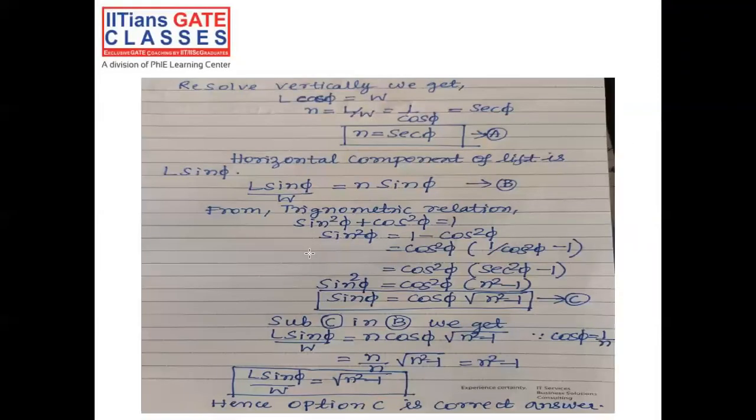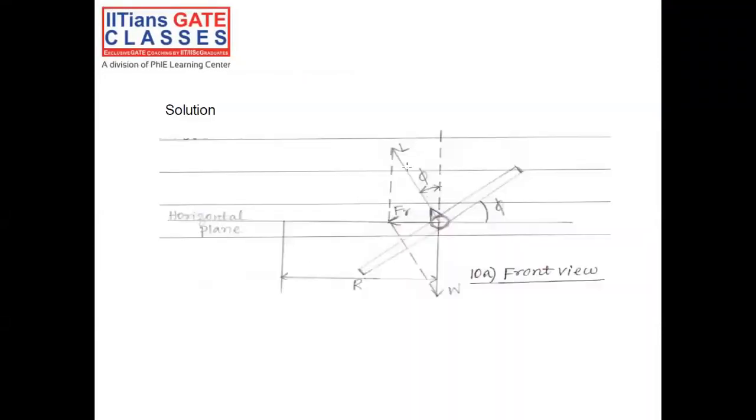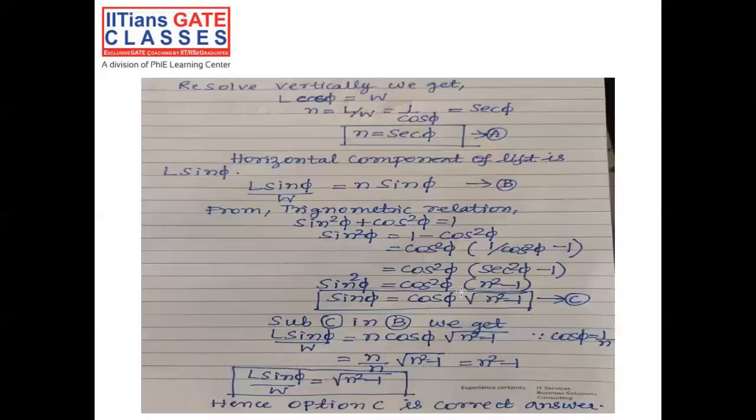What they asked is the ratio of horizontal component of lift and aircraft weight. What is the horizontal component of lift? It is nothing but L sin phi. So L sin phi divided by weight is nothing but L by W, which is n, times sin phi.